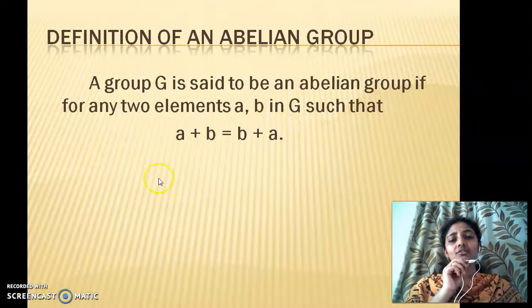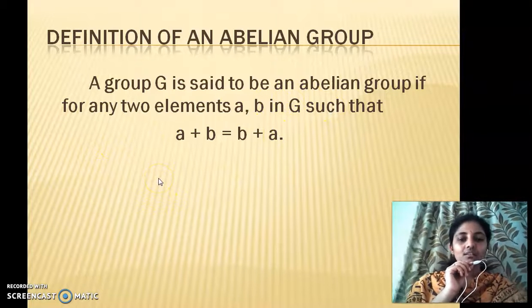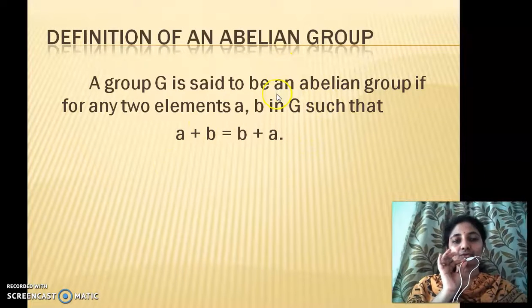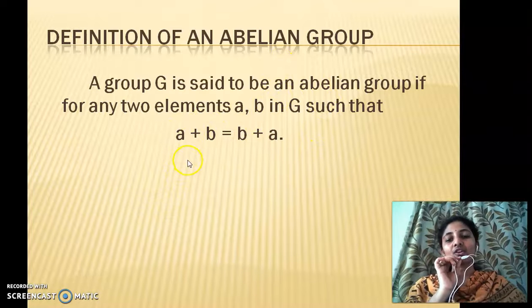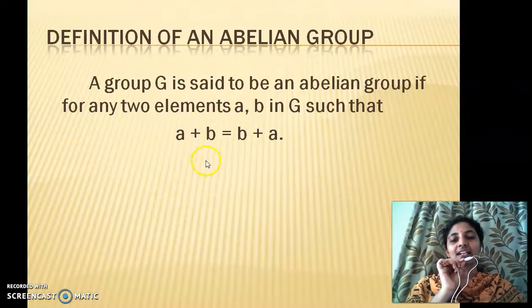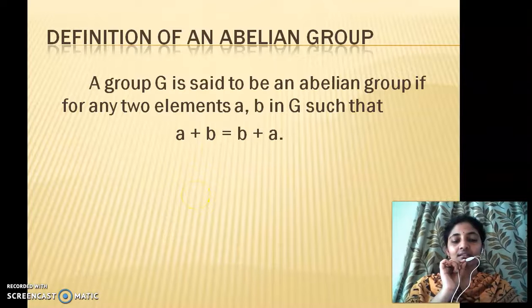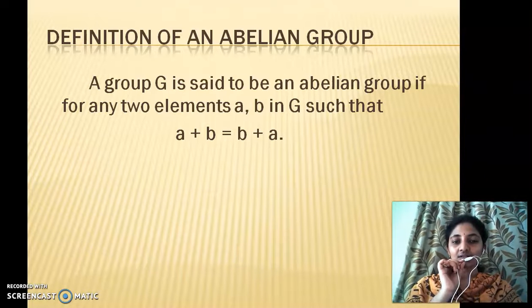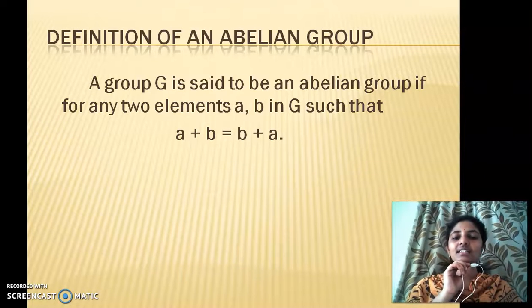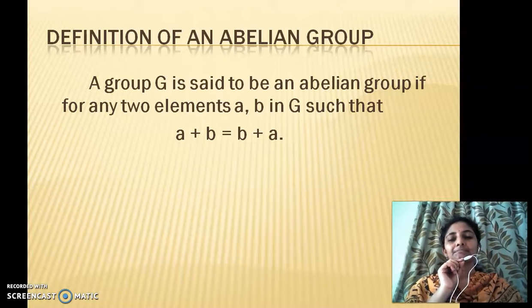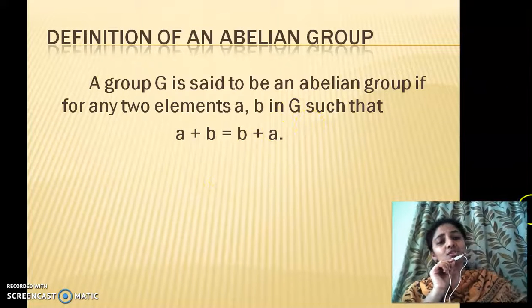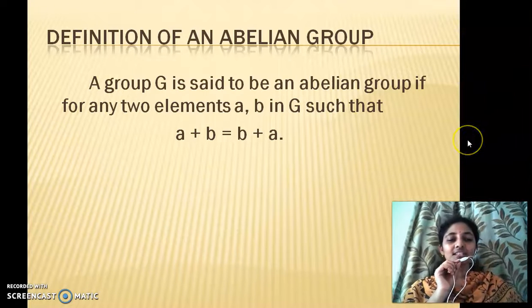For abelian group, there is another definition. A non-empty set which satisfies the 5 axioms is called an abelian group. They are closure, associative, existence of identity, existence of inverse, and commutative axioms. So this abelian group is also called a commutative group.